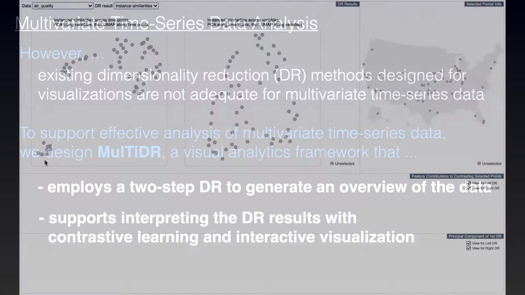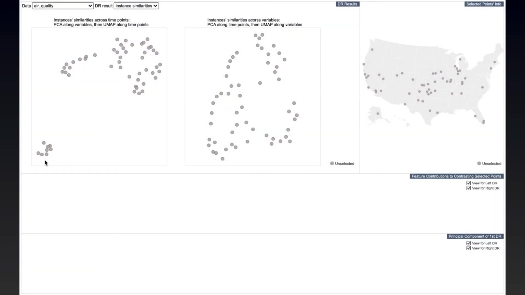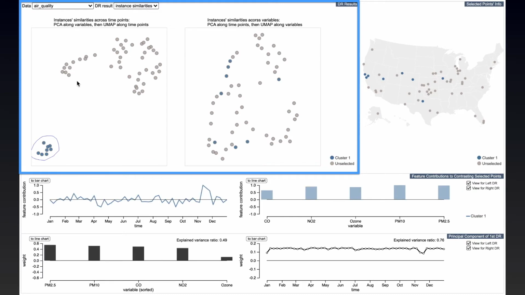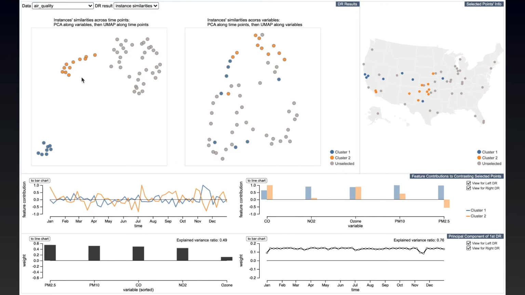In this video, we provide an overview of the visual interface of MulTiDR. The visual interface consists of multiple views, the first of which is the two-step dimensionality reduction view, which shows the dimensionality reduction results in two scatter plots. This example shows the similarities of U.S. counties based on the measurements of their air quality. We select two distinct clusters from the result. The other views then show the related information to the selected clusters.